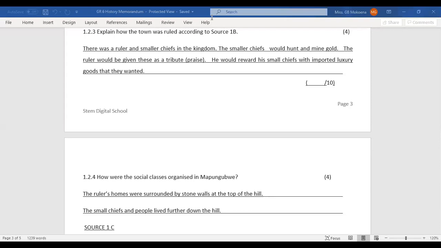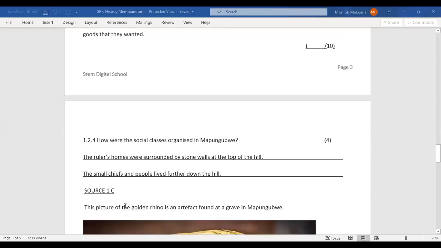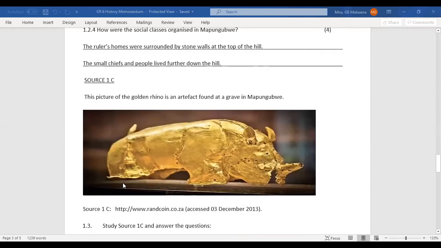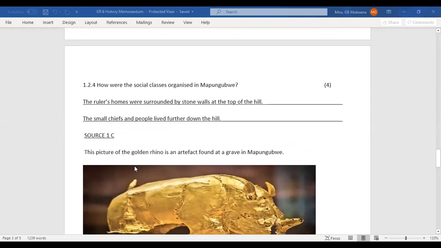Ma'am, my answer was the king was at the top of the hill, and all the other people lived at the bottom of the hill. Yes, the king was at the top of the hill and other people lived at the bottom of the hill. Cool, nice.